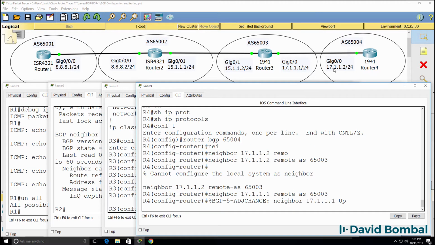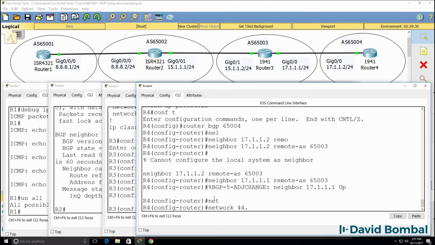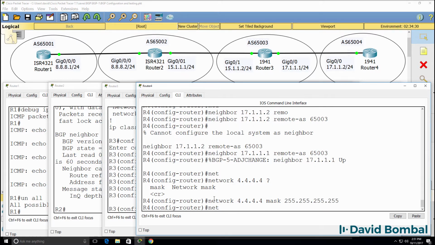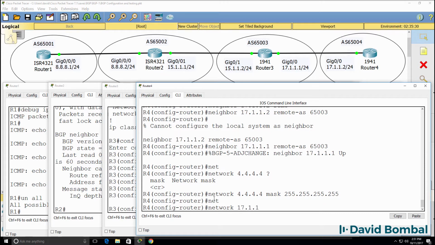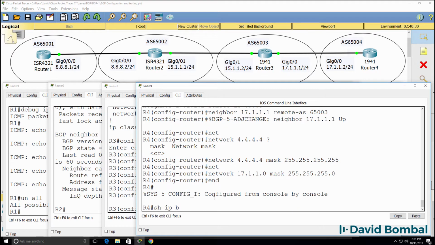It's really important to have your documentation right. On the other side, notice the neighbor relationship has come up as well. So let's advertise the loopback address. Notice I should specify the mask. And I can also advertise 171.10 with the mask. You don't have to advertise on both sides, but you can do that.